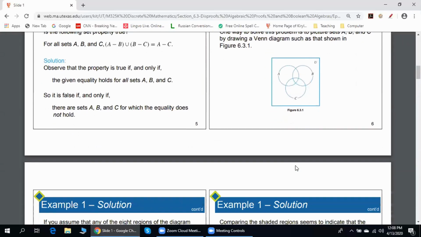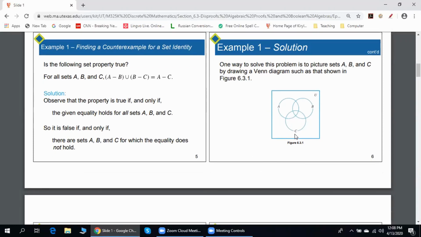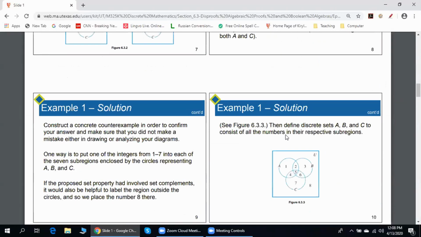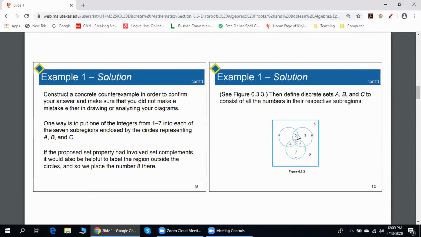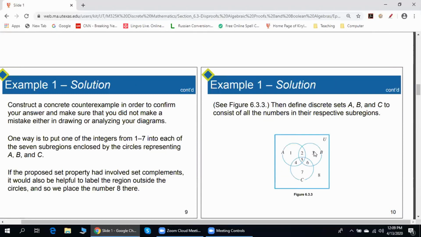Next step, let us put numbers inside each region. Here's what I mean by that. Region number one, let me zoom in. Region number one, number two, number 3, 4, 5, 6, 7, and we denote the whole thing by 8.